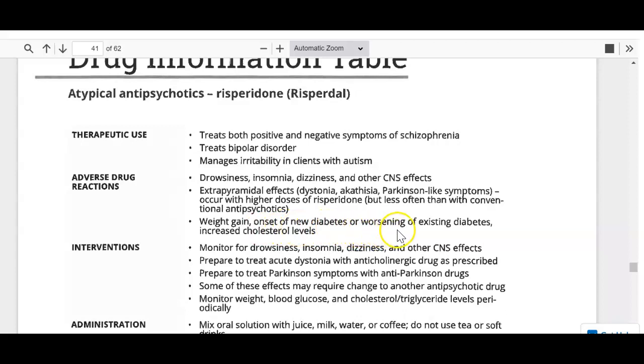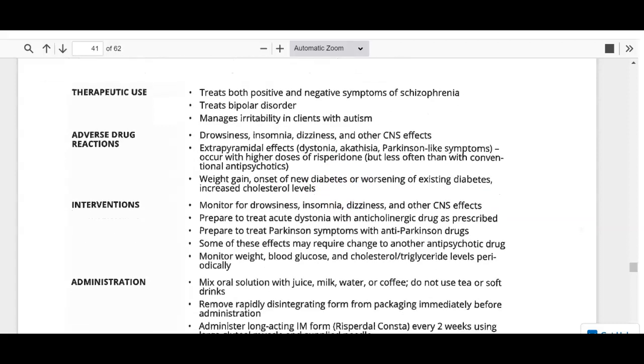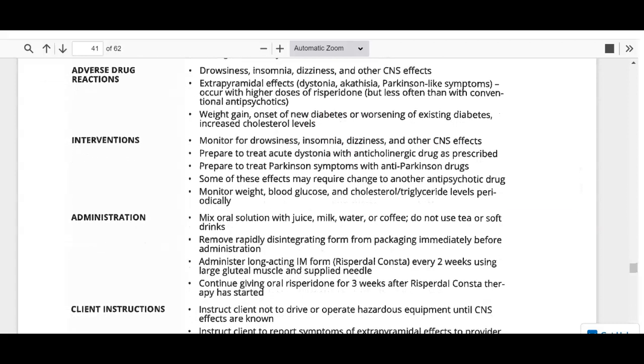The other thing that is unique to the atypical antipsychotics is the weight gain and the onset of new diabetes or worsening of existing diabetes and cholesterol levels. So this is all something you would want to teach patients: to monitor their weight, report any significant weight gain, and you also assess them for either new onset diabetes or worsening diabetes. Everything else goes with what we've already mentioned in the conventional antipsychotics, and how you monitor for dystonia, for CNS depression, and how you treat those things once you identify them. The only thing that's new here is to monitor weight, blood glucose, and cholesterol levels.